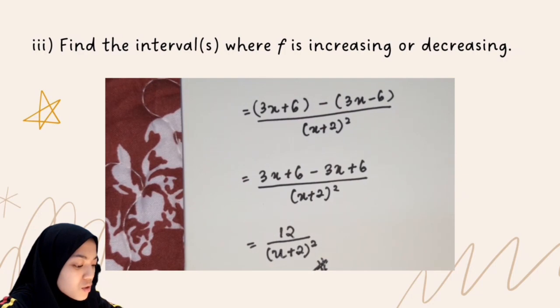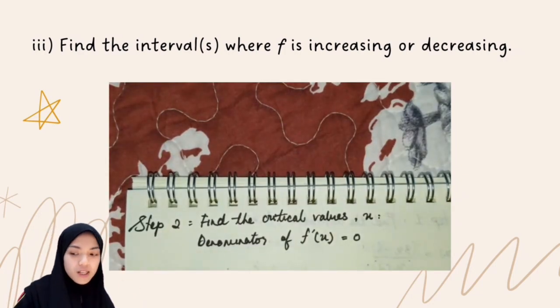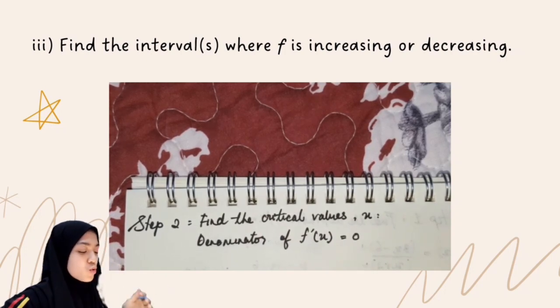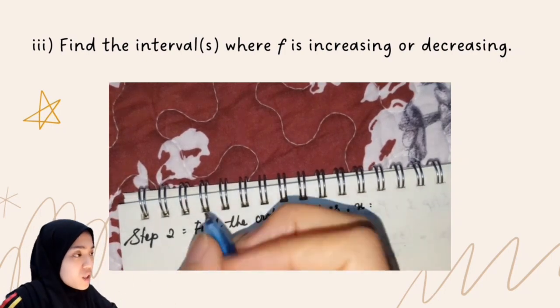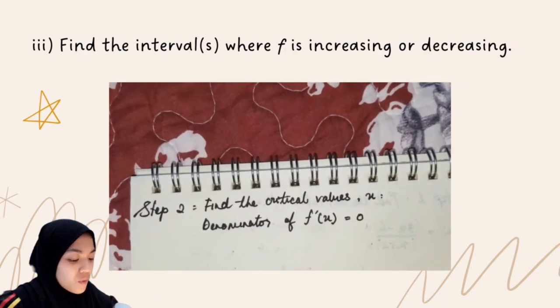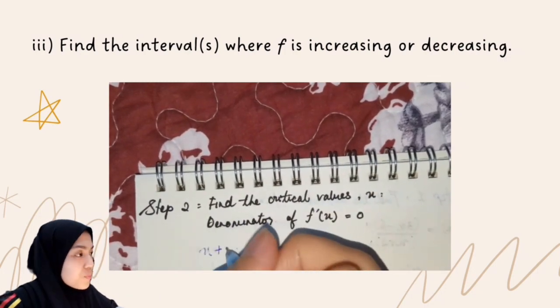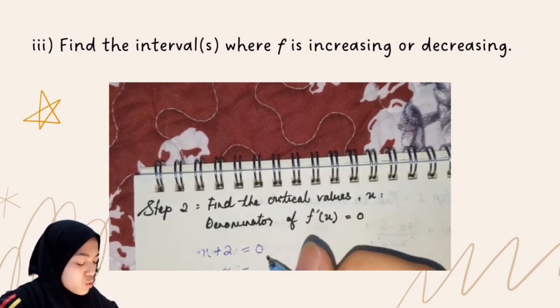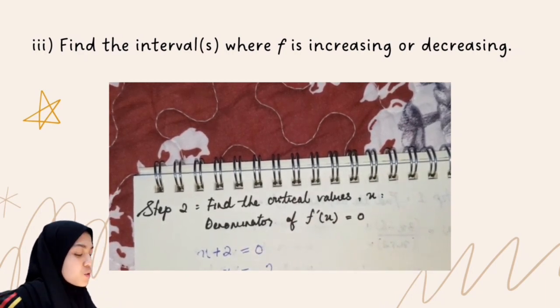(x plus 2) squared. Okay, so for step 2, we have to find the critical values. The denominator must equal 0. So the denominator is x plus 2 equals 0, and for x, we move the 2 to the right side and it will become negative 2.